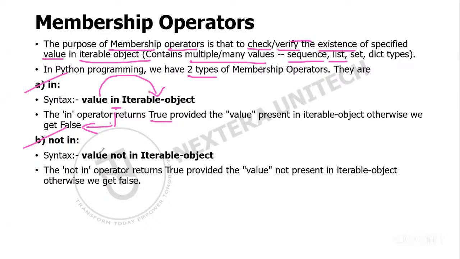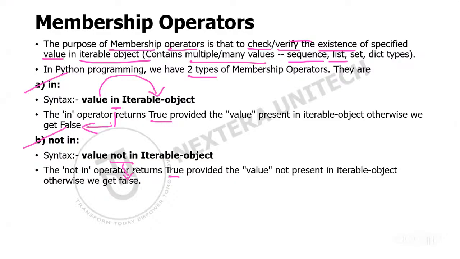Not in works quite opposite to in. When does not in return true? The not in operator returns true when the value is not in the iterable object, when the value is not present inside the iterable object. What if the value is present in the iterable object? Not in returns false.